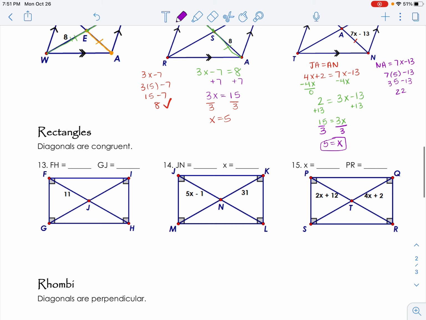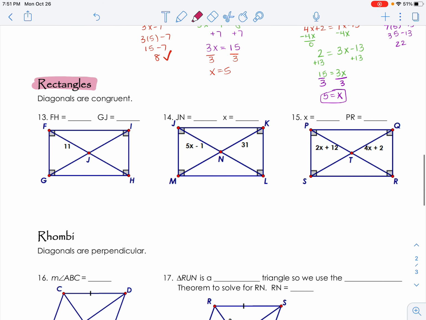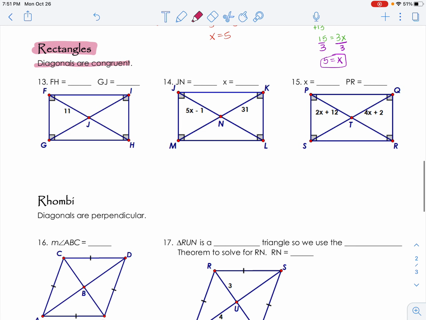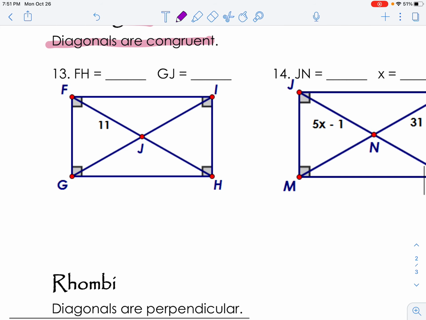Now in this next section, we're going to start to look at those special properties that the rectangle has separate from just a normal parallelogram. And the property we're going to look at is that the diagonals are congruent to each other. So in this first example, if I want to find FH, I know that FJ is 11. And I know that the diagonals bisect because that is a property of the parallelogram. So I know JH should also be 11.